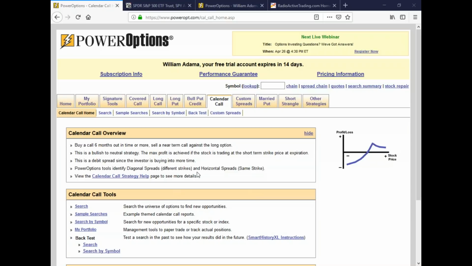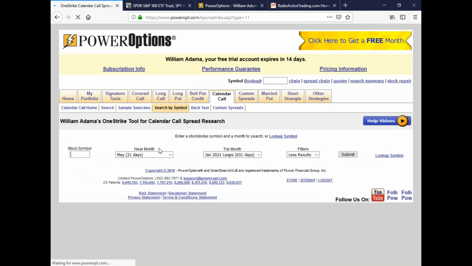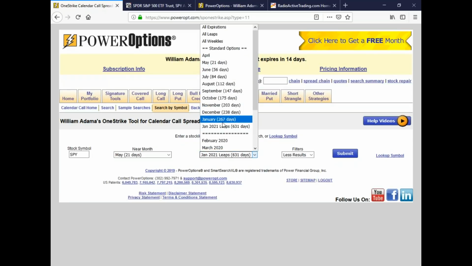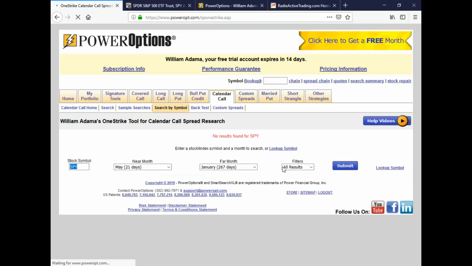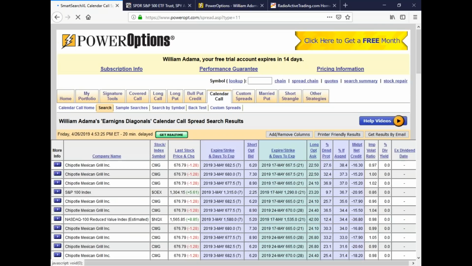All right, so let me go to the calendar call, and I'm going to try to go to search by symbol first for SPY. And I'm going to craft a position that matches similar. We're still going to call it a leap. All right, 267 days out. I want more results here. And we're going to use May against it, standard monthly. I was afraid of that. Didn't like that.